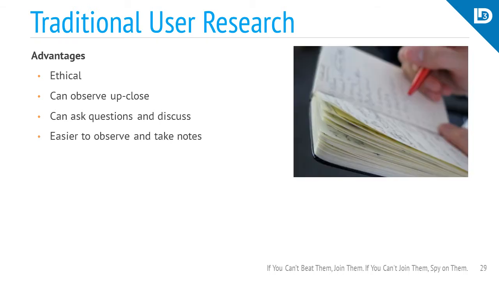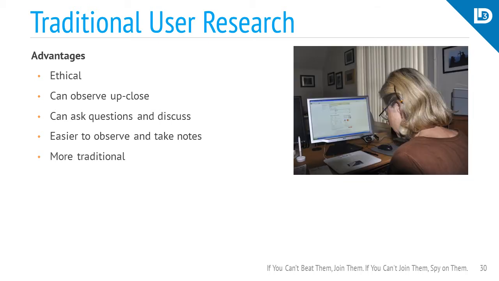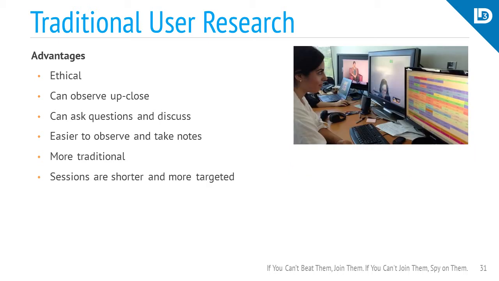It's much easier to observe and take notes when you're being overt and people know that you're a researcher. And it's also easier to take notes when you're not participating in the activity. You're just sitting back and observing. It's also much more traditional, so it's easier for clients to understand why you would want to do this kind of research in a project. It's easier for the participants to understand what you're doing, and so it's easier to explain to people. It's more acceptable.